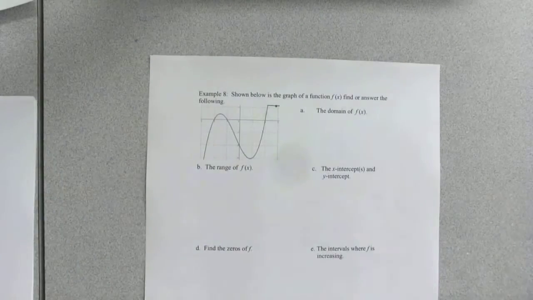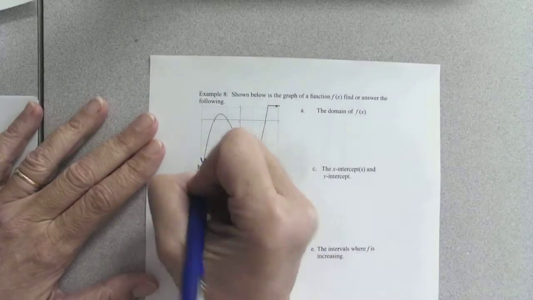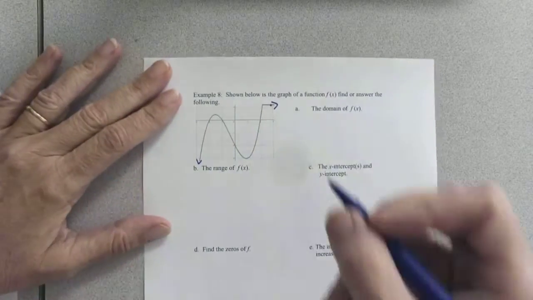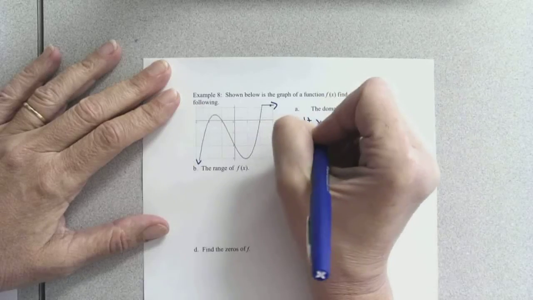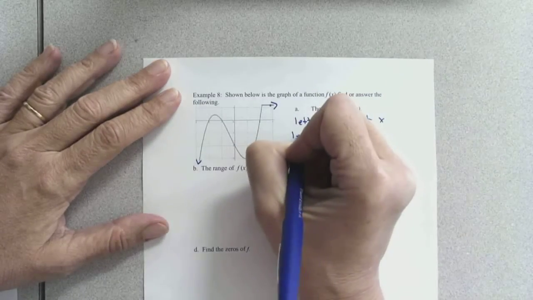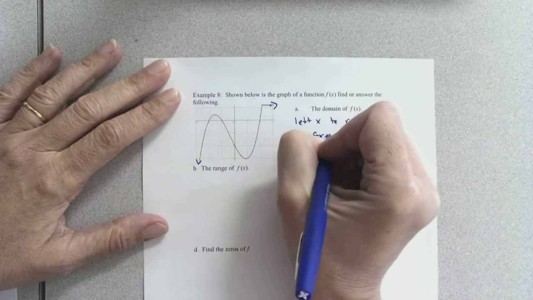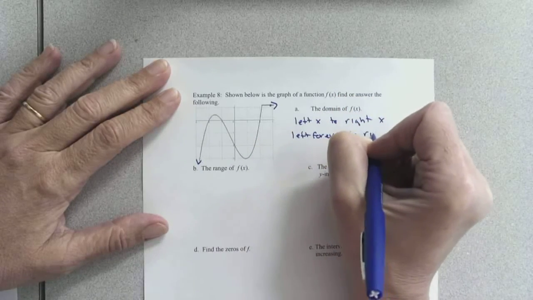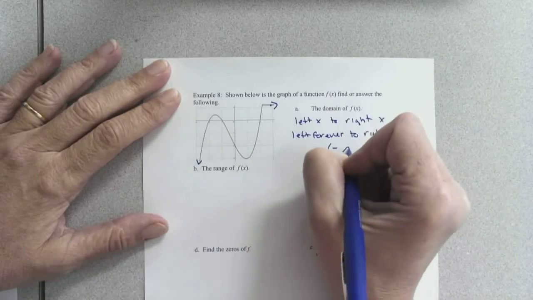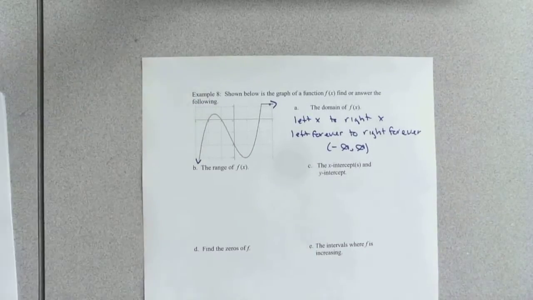Okay, shown below is the graph of a function. For function f of x, find or answer the following. Domain. Now I got a little lazy here. It's understood that we have arrows on either end. So we think back to last section, and domain was left x to right x. And in this picture, it's going left forever to right forever. And so the domain is negative infinity to infinity.